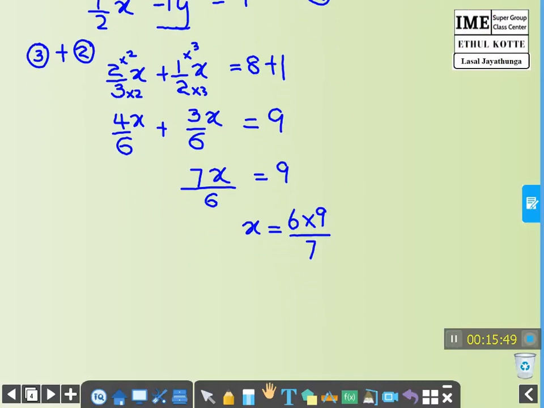We simplify this further. X equals 6 times 9, 54, divided by 7. Further x here, it's an improper fraction, so convert it to a mixed number. 7 5 over 7. Yes, 7 5 over 7 is a fractional number.